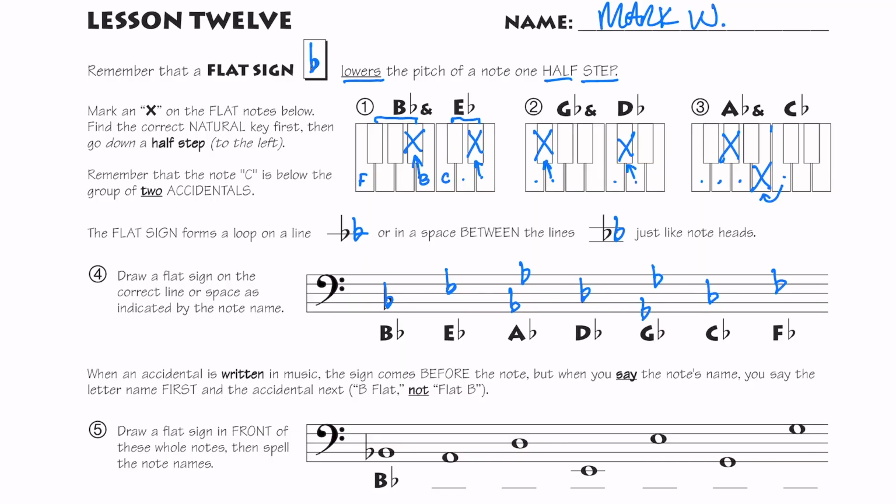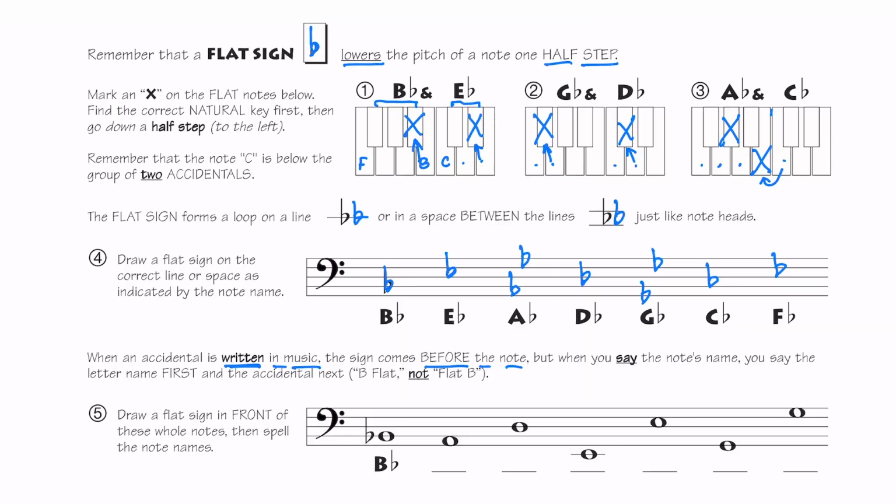Now, when an accidental is written in music, the flat sign comes before the note. So as I'm reading music, I want to be able to see the flat sign before the note that it's written. But when you say it, you don't say flat B, we say B flat. All right? So now let's draw a flat sign in front of these whole notes. So let me do that first. I'm just going to go through each one of these whole notes, and I'm going to draw a flat sign in front of the whole note.